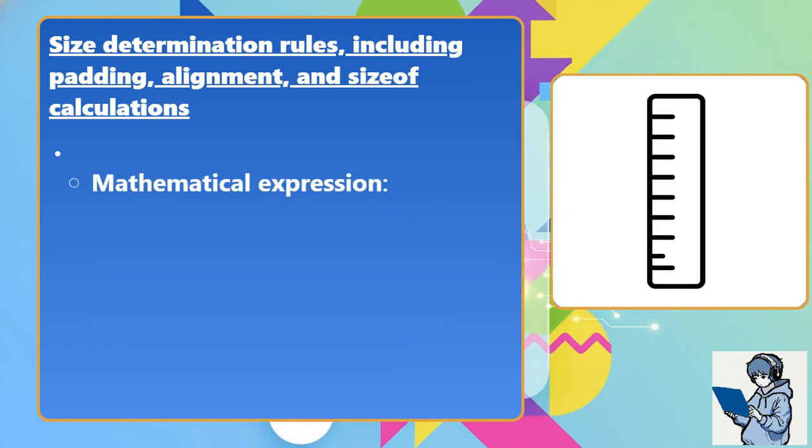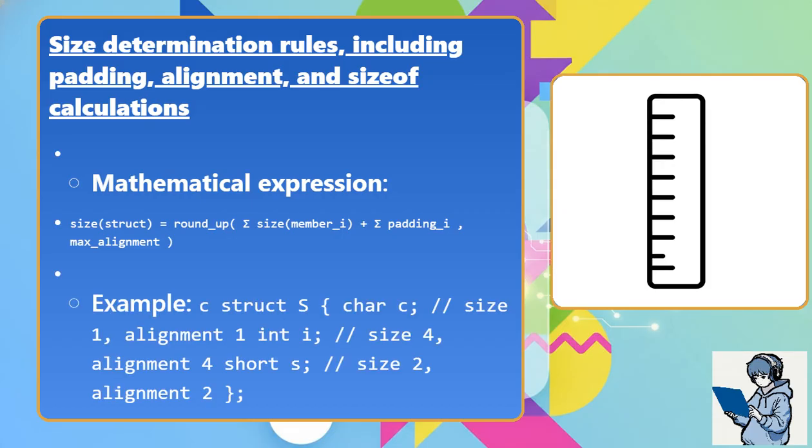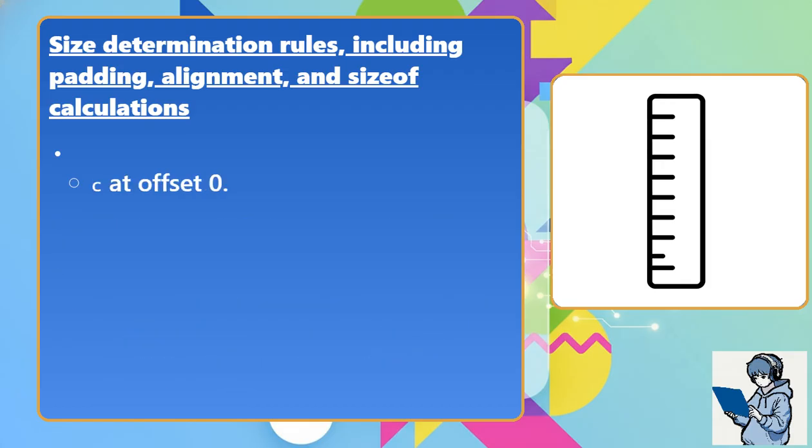Mathematical expression: sizeof(struct) equals roundup of (sigma size of member i plus sigma padding i), max alignment. struct S { char c; // size 1, alignment 1 int i; // size 4, alignment 4 short s; // size 2, alignment 2 }; c is at offset 0.